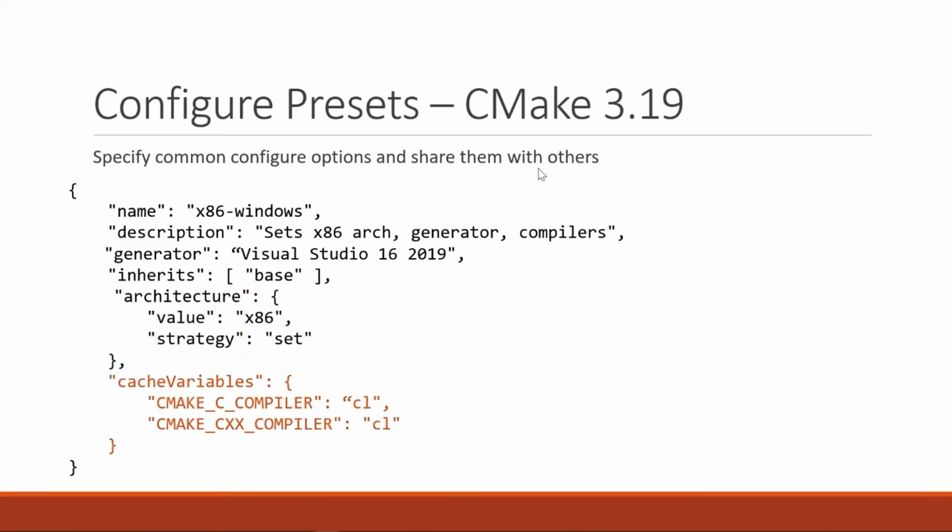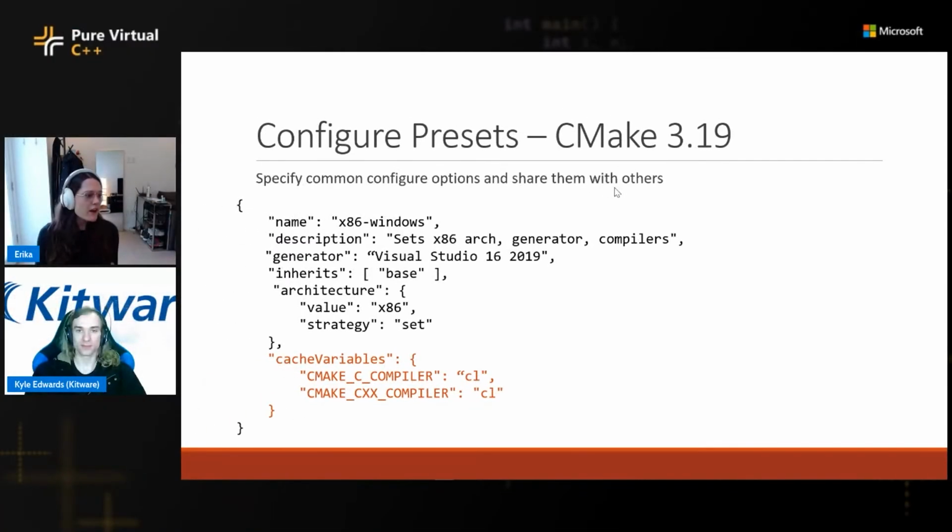And then we have cache variables. In this case, we're just setting the C and C++ compiler, but anything else that you would set with the -D flag on the CMake command line can be set in this cache variables entry. Yep, and all of the command line options that you can pass to CMake from the command line map directly to an option in the configure preset object.